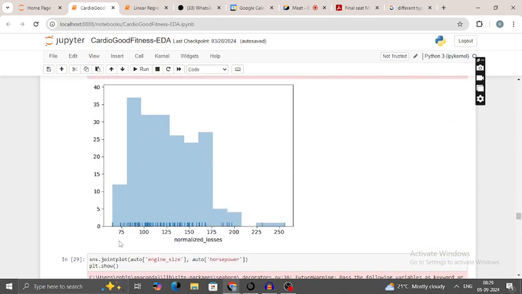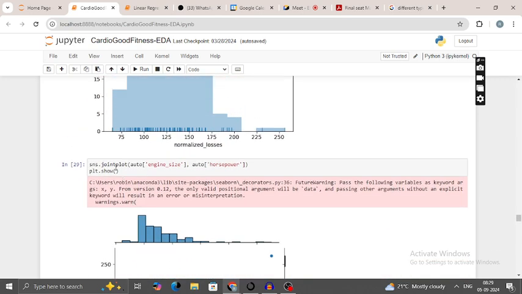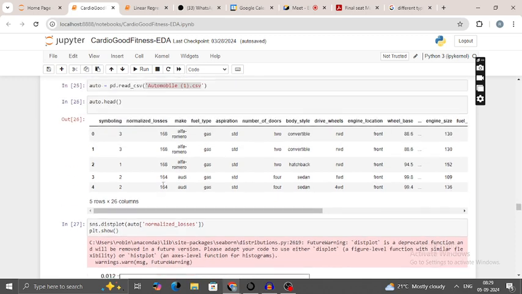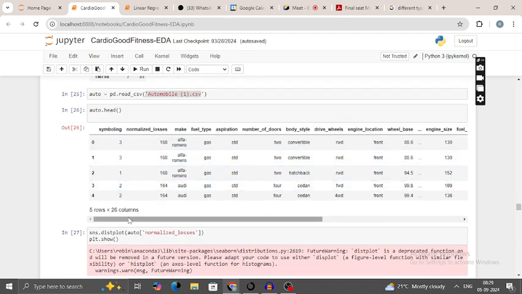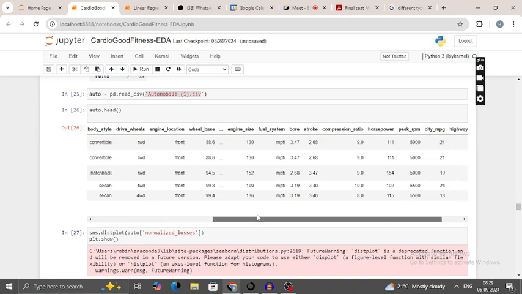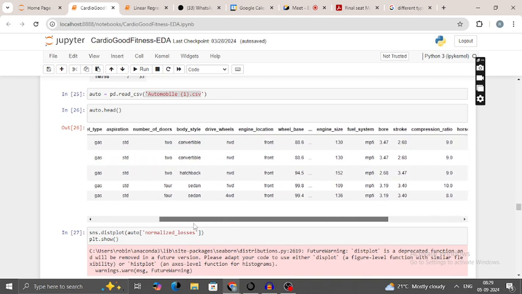This plot I told you, joint plot. You have this sns dot joint plot. Look at this engine size. This is the data you have. You have 26 columns. I'll send you the data also. You can check, do the data analysis today. Sit and do the data analysis today.